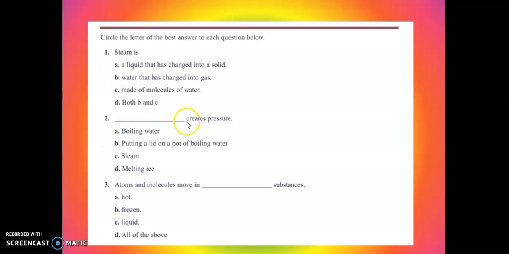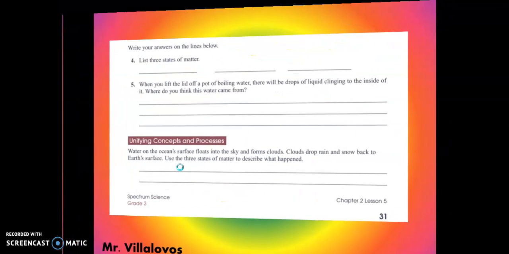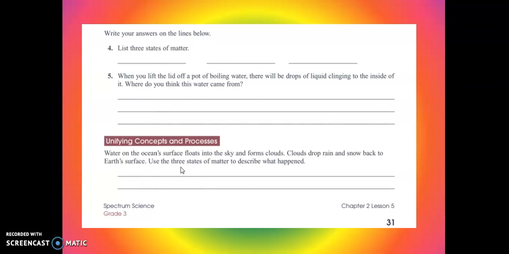Number 2, creates pressure. Boiling water creates pressure. Putting a lid on the pot of boiling water creates pressure. Steam creates pressure. Melting ice creates pressure. It can be steam, right? Atoms and molecules move in hot substances, frozen substances, liquid substances, all of the above? All of the above, right? It's true. The molecules move around. It doesn't matter when the matter changes.